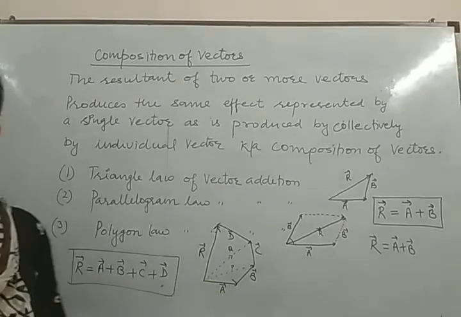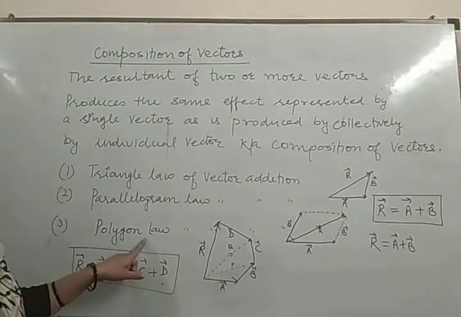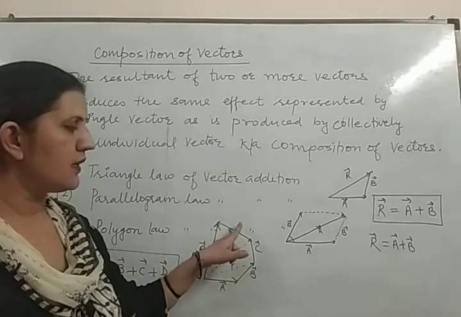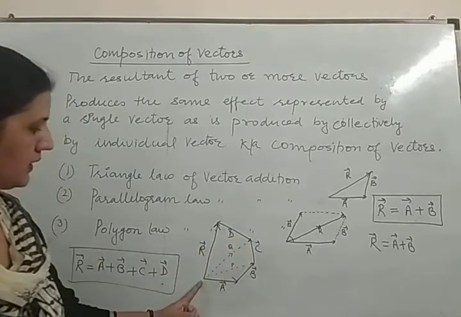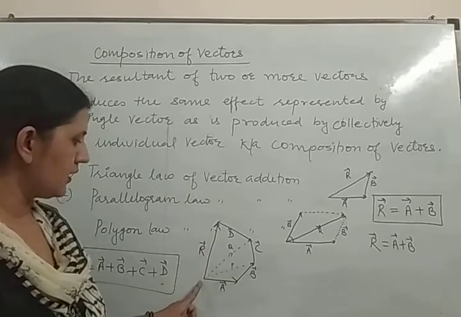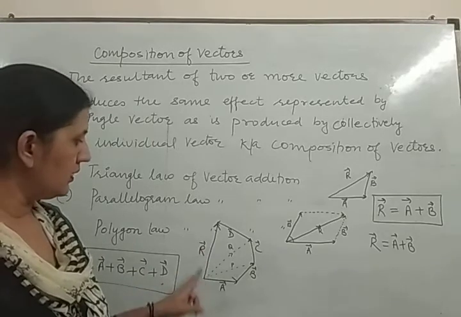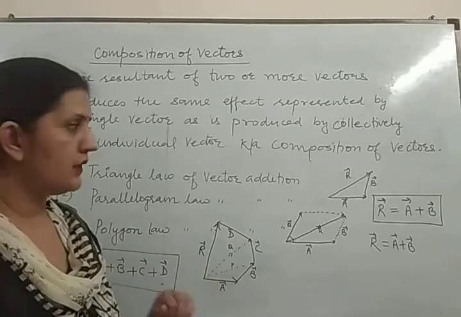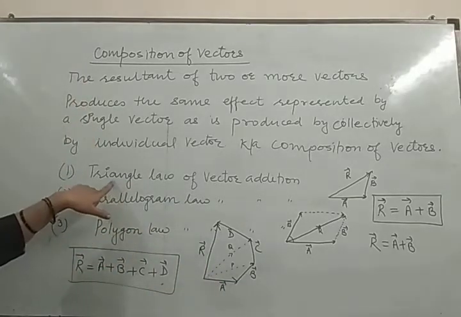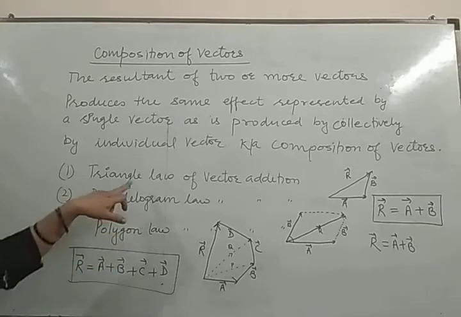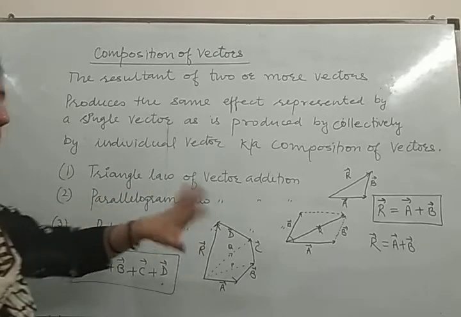How can we define this? Polygon law: if all the sides of the polygon are taken in the same order, then their result is given by the closing side of the polygon starting from the same point. This is the polygon law of vector addition. How will you write the exact definition? I will tell one definition to you, then you will make both definitions of parallelogram and polygon law. I will define only one, and you have to write in a similar manner.